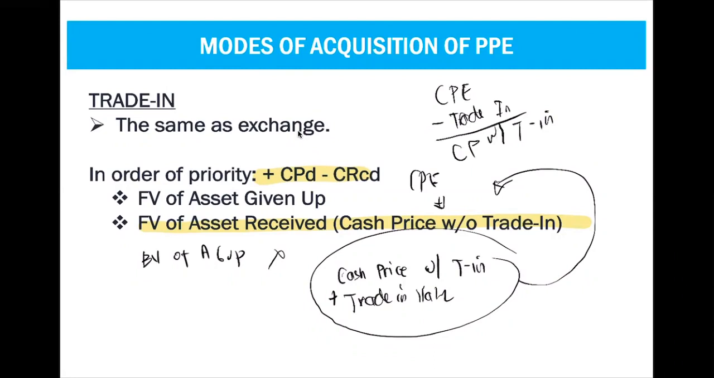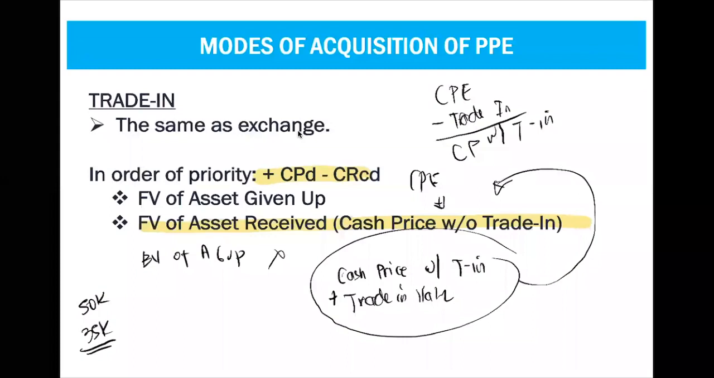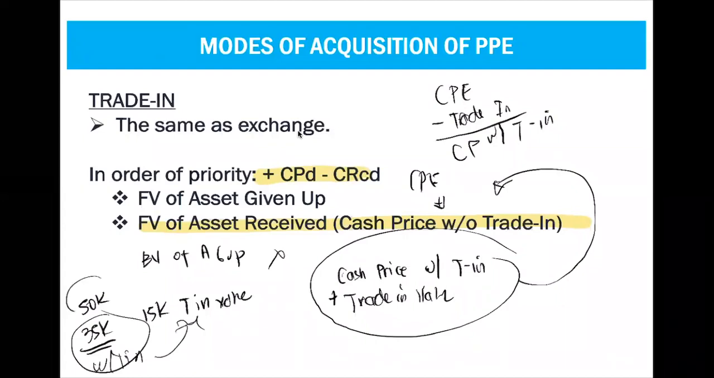Sundan? So, halimbawa, nag-trade ka ng cellphone mo. Kung ang value ng property talaga or ng cellphone is 50,000, tapos, pag trade in mo yung cellphone mo, ang babayaran mo na lang 35,000. So 50,000 dapat, pero nung nag-trade in ka, ang babayaran mo na lang 35. So anong ibig sabihin yan? Yung 15,000 is considered trade-in value. So pagka ang binigay is cash price with trade-in, which is 35,000, and the trade-in value, to get for the cash price without trade-in, you add the two items.